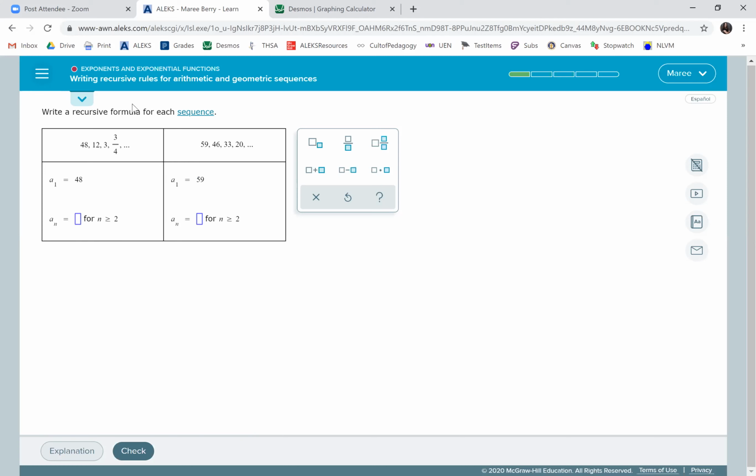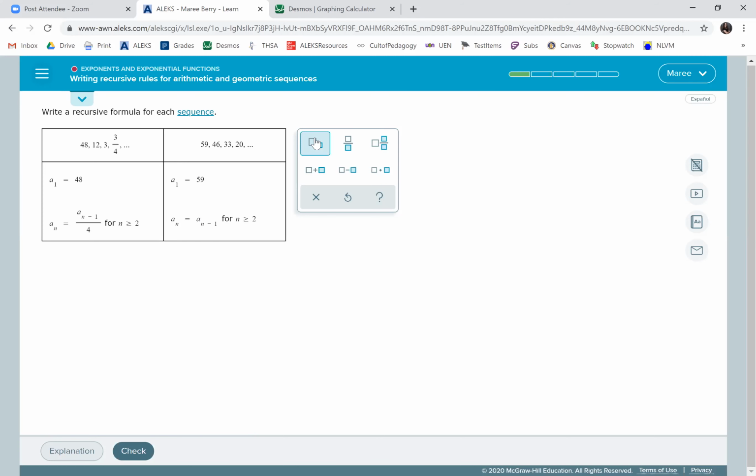Okay, what are we doing here? It looks like we're dividing by 4. Divide by 4. So we could do a sub n minus 1. You have to do the right arrow before you click on divided by 4. And then this one looks like we're subtracting, maybe. 59 to 46 is minus 13. Minus 13, yeah, minus 13. So we do a sub n minus 1.